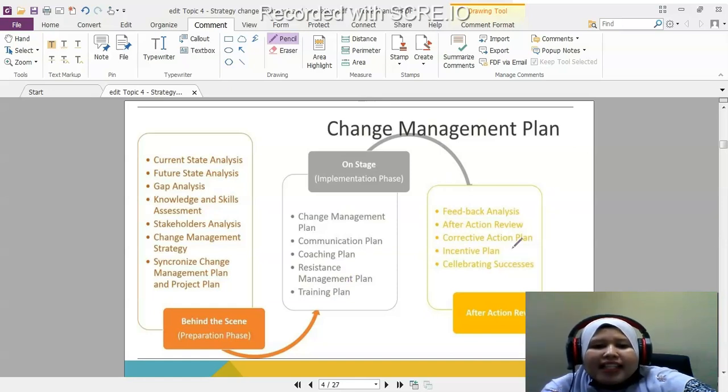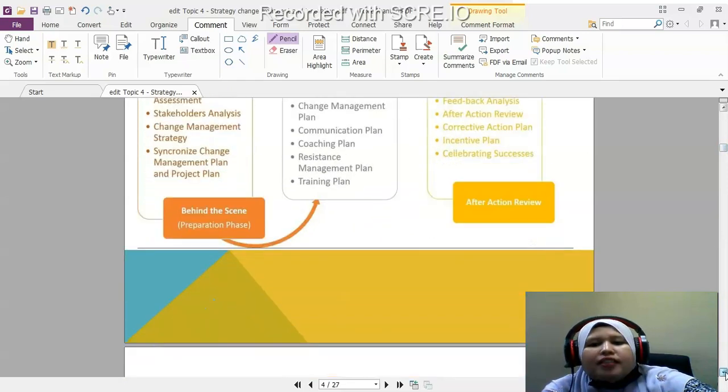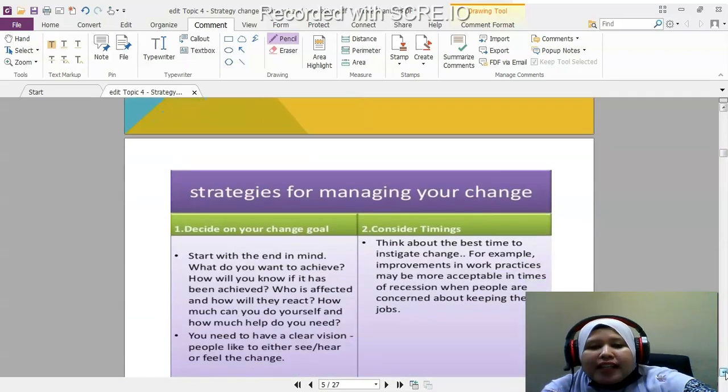Then the last stage is the after action review. After the alteration or the changes that the management do, the management should get the feedback, then do the analysis of the feedback, and then after action, review the action after the changes: corrective action plan, incentive plan. These are all examples that the management can do to change. So this is one example of a strategy for managing your change.